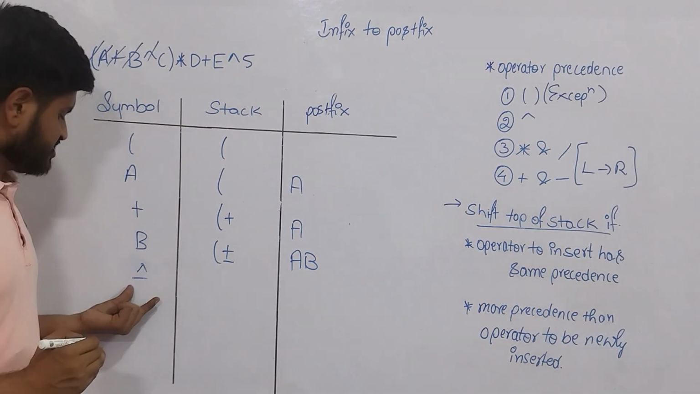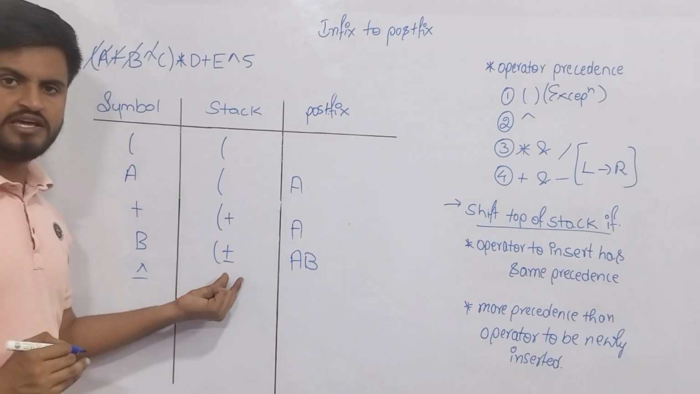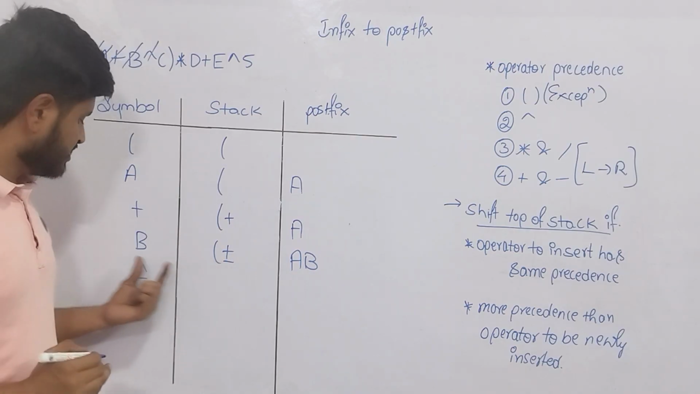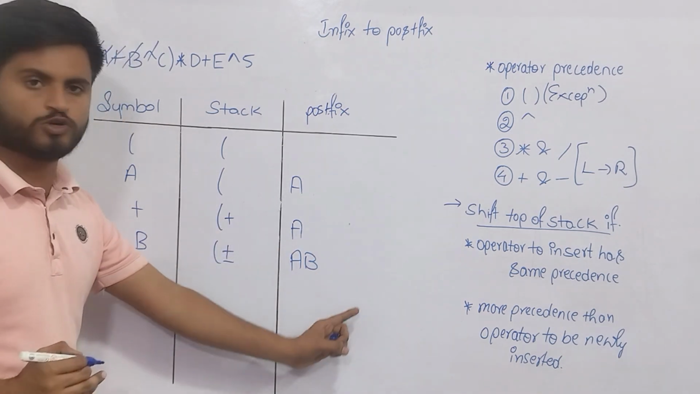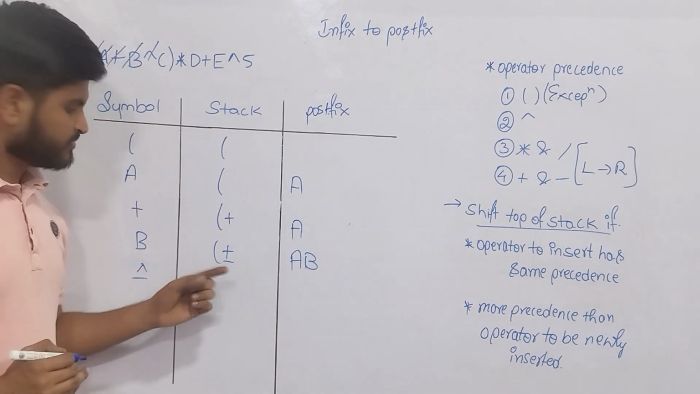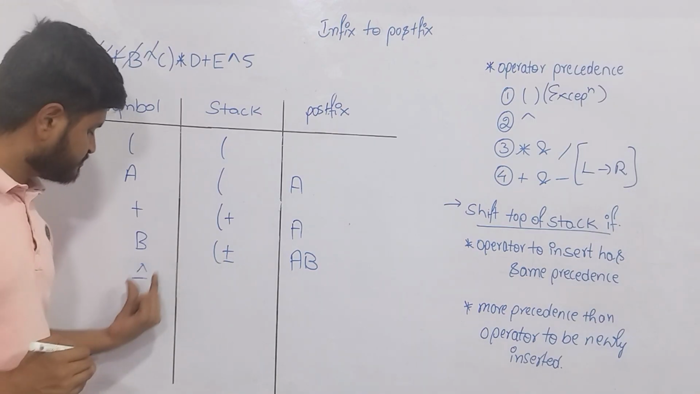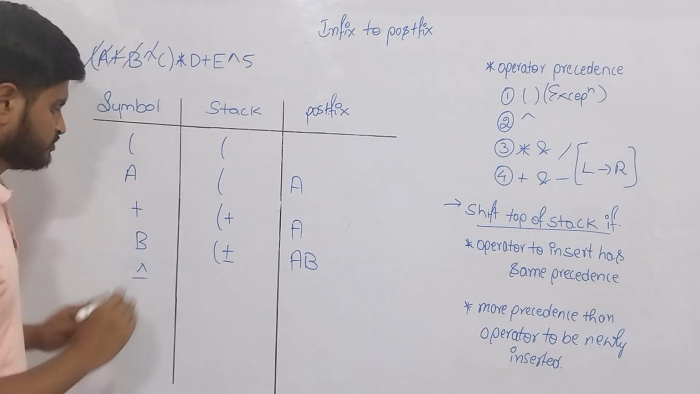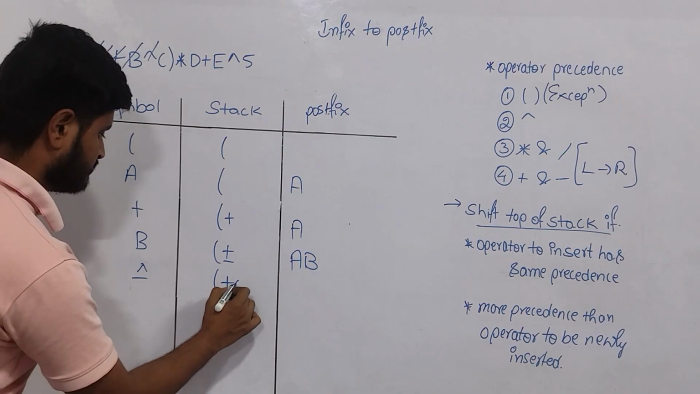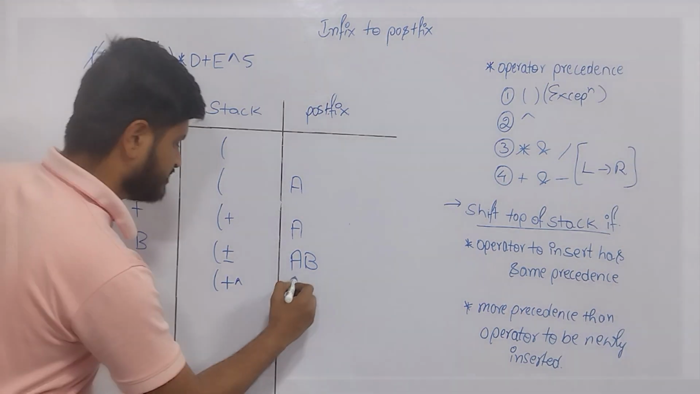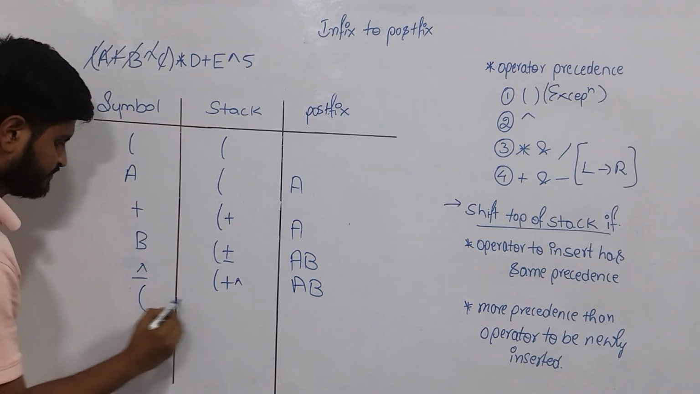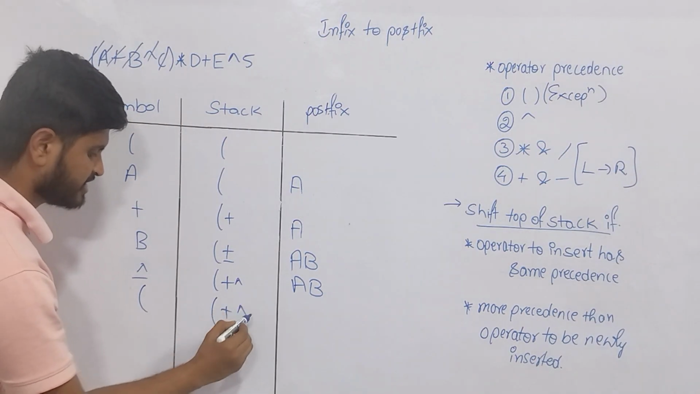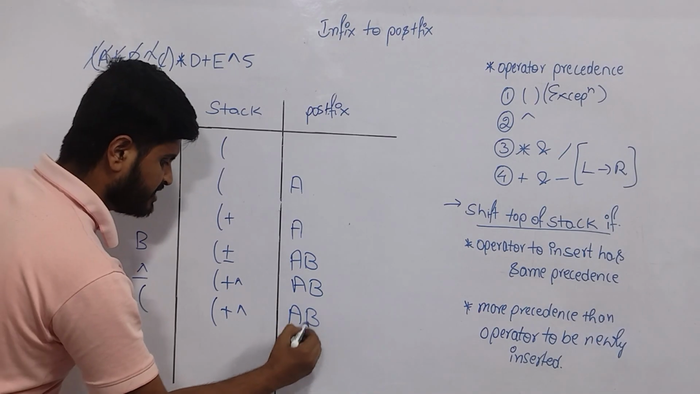So, this exponential is having more precedence than the top of the stack. When the operator in the top of the stack is having more precedence, then only you should pop it. But here plus is having less precedence than the newly inserted value, so it will remain as it is. Plus, exponential power, here A and B will remain as it is. Next, capital letter C. So open bracket, plus, exponential, A, B, C.